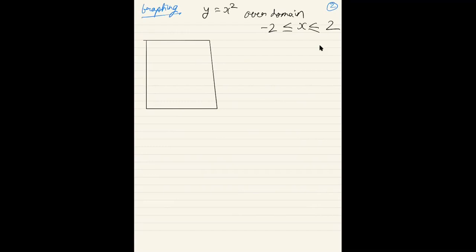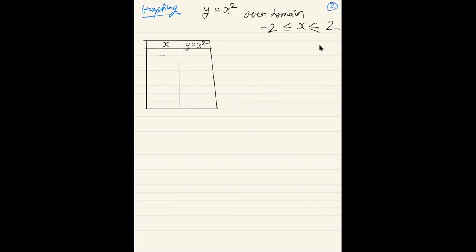So let's look at examples of graphing functions. Let's say we want to graph the function y is equal to x squared over the domain -2 less than or equal to x less than or equal to 2. So how do we do this? Let's make a table. That's the simplest way of doing this. We will write down certain values of x and the corresponding values of y. So here we write x and here we write y is equal to x squared.